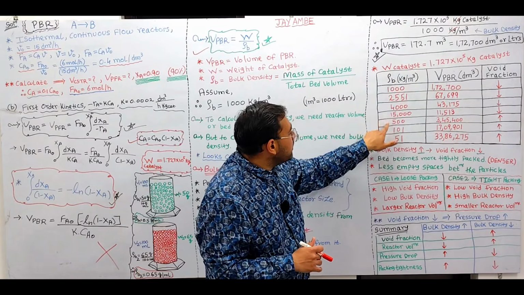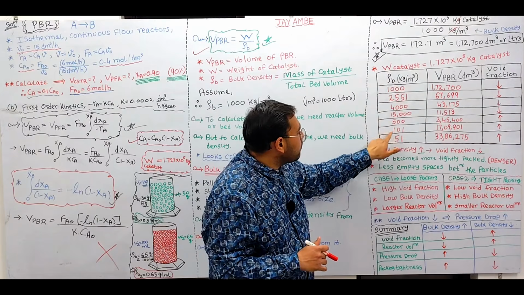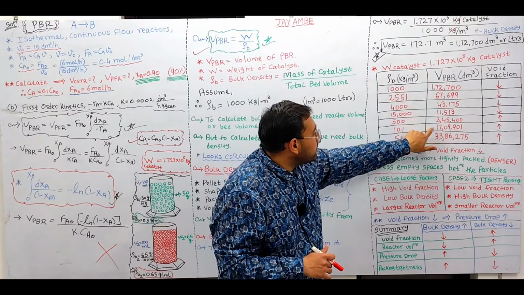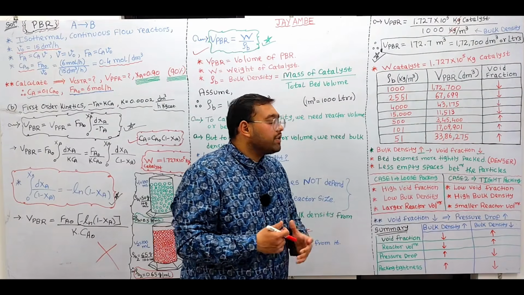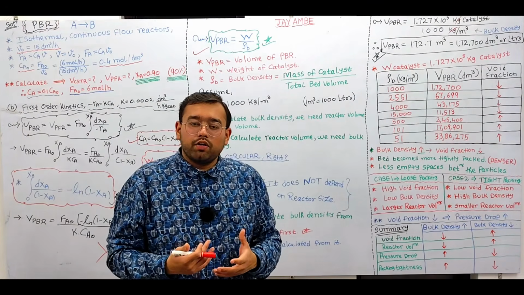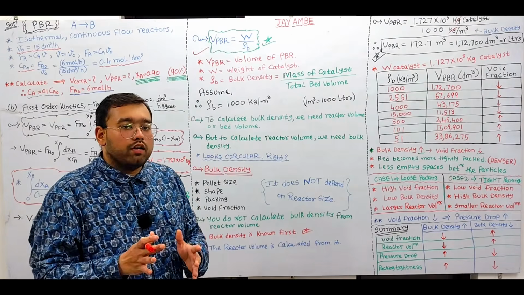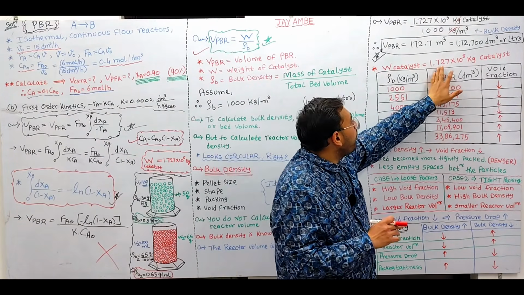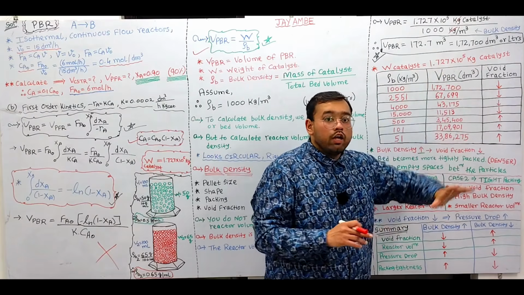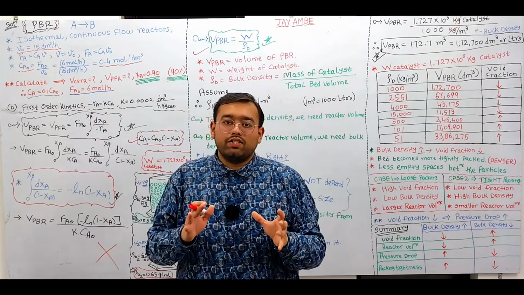If we decrease the bulk density from 1000 to 500, 101 and 51, there is an exponential increase in the volume of the packed bed reactor, which comes out to be 33,86,275 cubic decimeter of packed bed reactor volume required in order to fill 1.727 × 10^5 kg of catalyst, right?